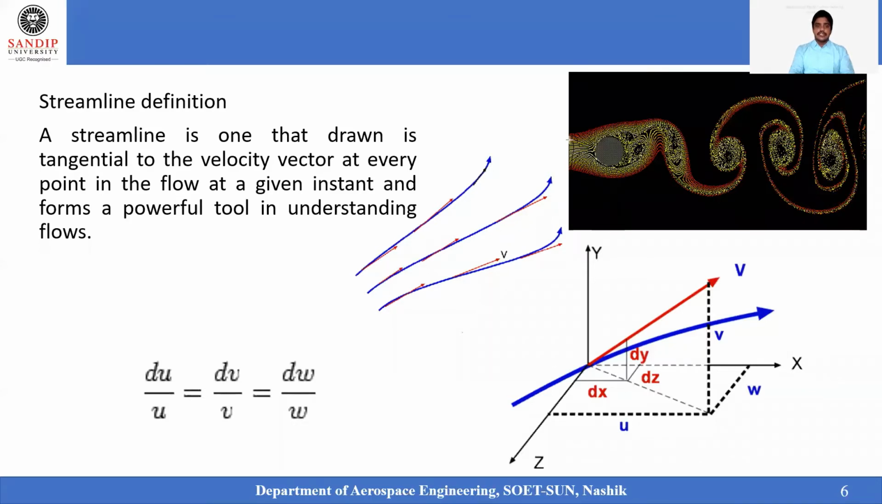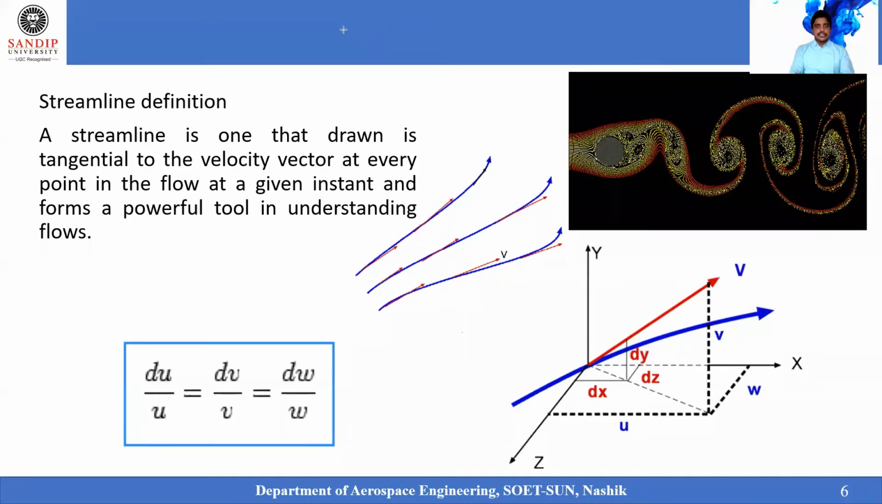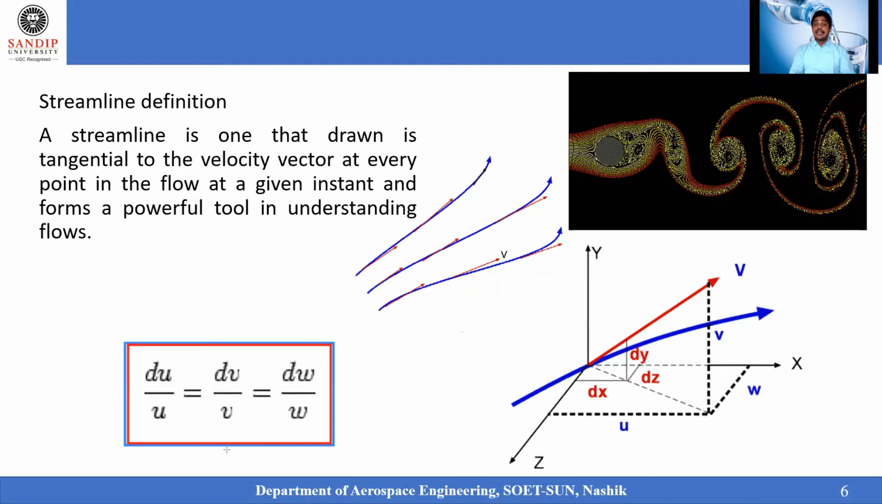It can be defined mathematically in all the directions of the fluid. We can write it as du by u, in the x direction, equal to dv by v equal to dw by w. That is for streamlines only. Along the streamlines, if you see dx, dy and dz, the three axes being considered, and I have drawn one velocity vector, it can be taken as Vx, Vy, Vz.